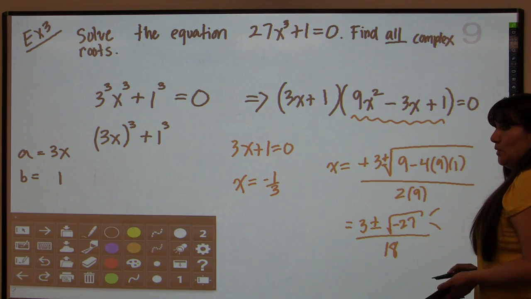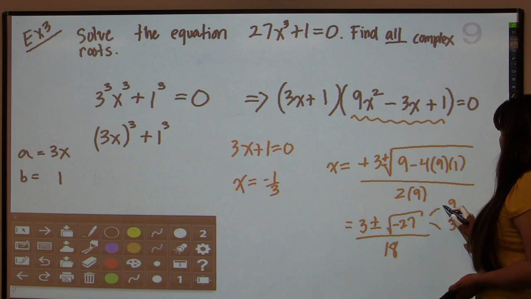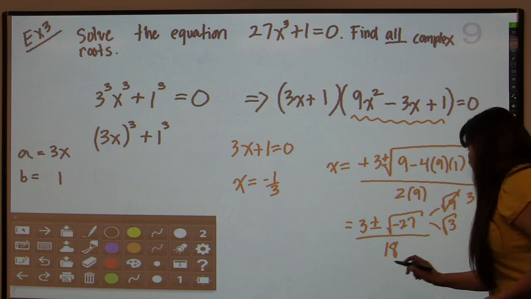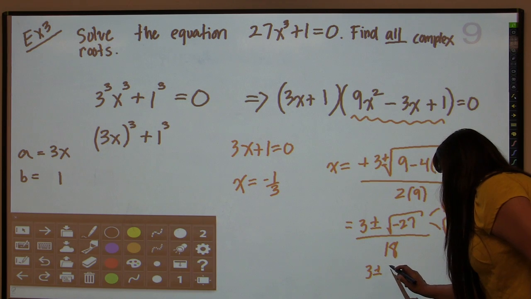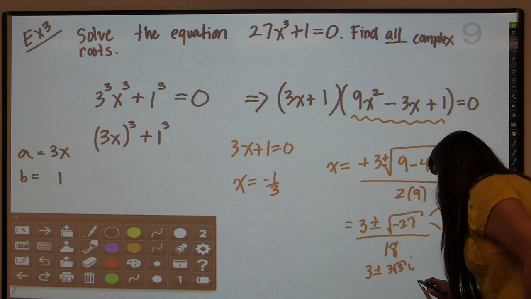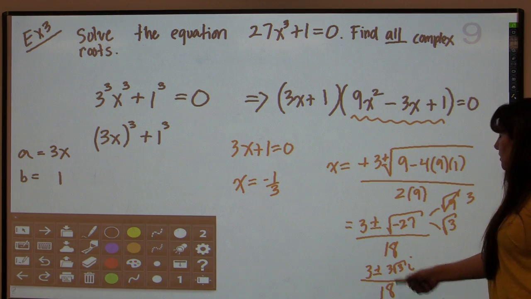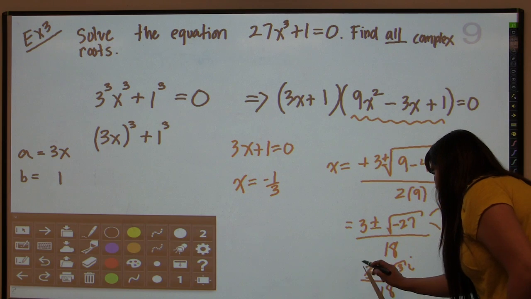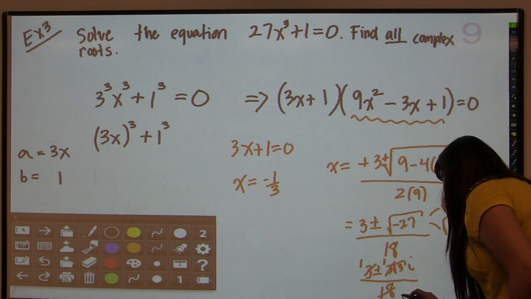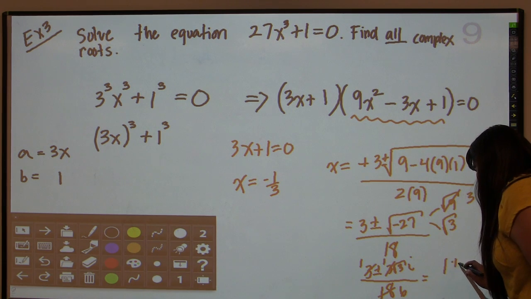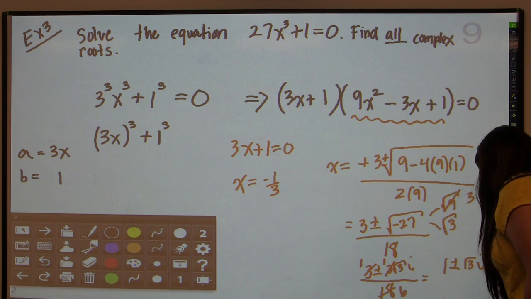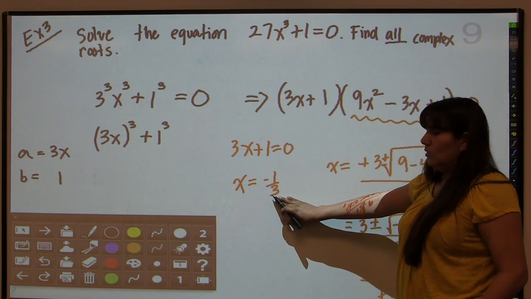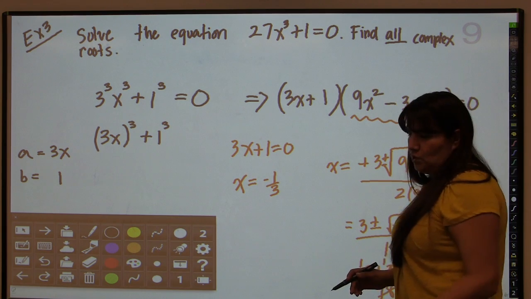At this point, you want to break down your 27, which is 9 and 3. And the square root of 9 is 3. And the square root of 3 just stays there. So now we can break this down into 3 plus or minus 3 root 3 i, for the negative, divided by 18. And since 18 and 3 have a common factor, which I believe is 6, 3 goes into 3 once, 3 goes into 3 once, 3 goes into 18 6 times. So our final answer is going to be 1 plus or minus 1 root 3 i, divided by 6. And those are my complex roots, and this is my normal real root. Okay? So that is how you solve the equation by factoring.